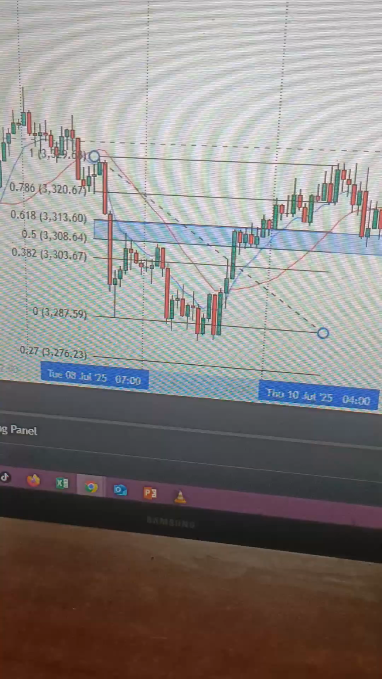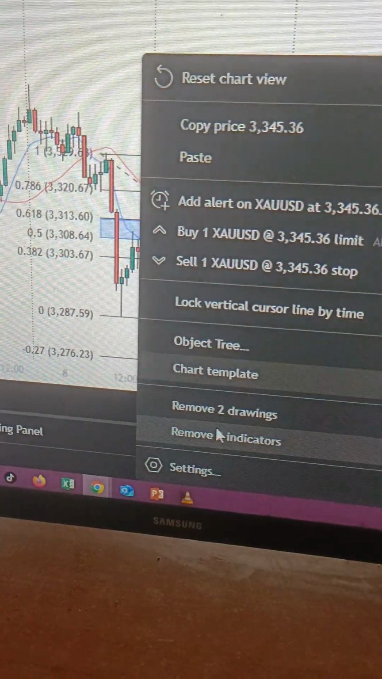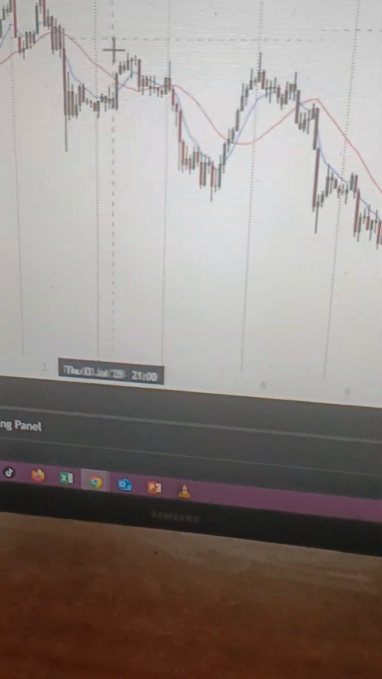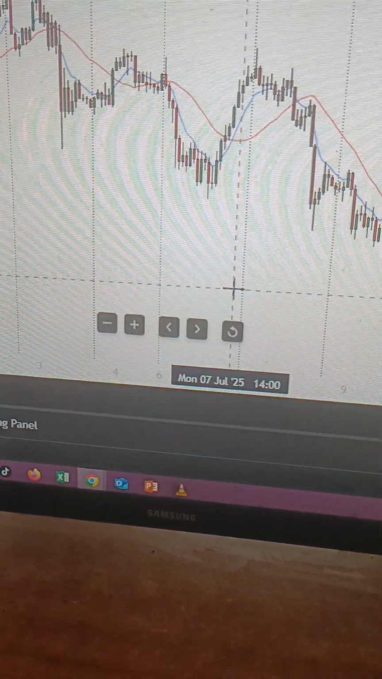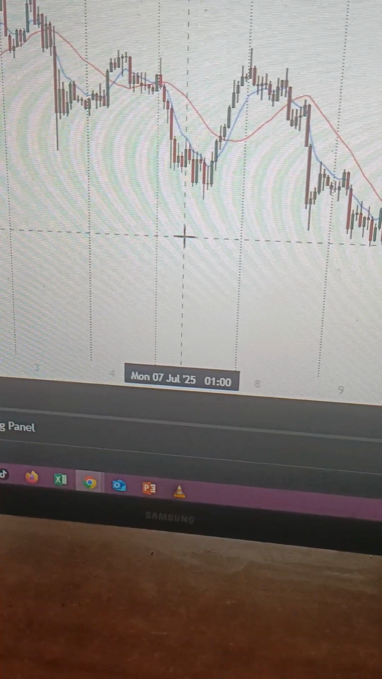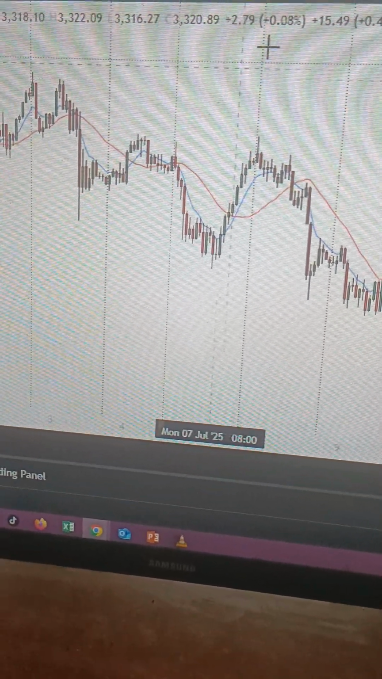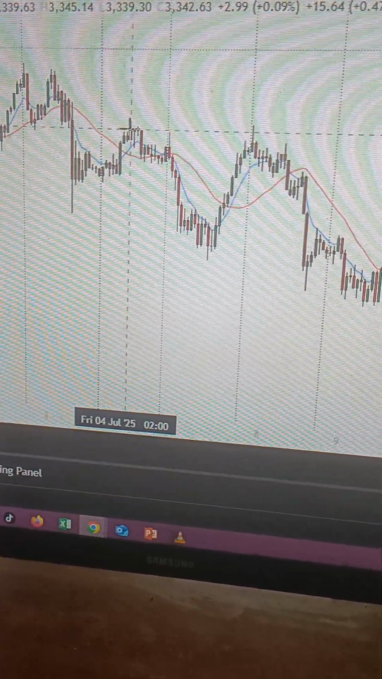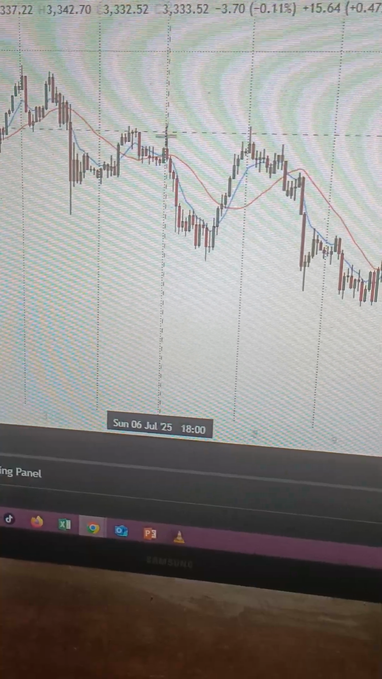So it's as easy as that. We're just looking for a break of structure, and we are looking at this one that caused this break of structure. So which one was the last move? Here, I'll take this one. This one is the one.